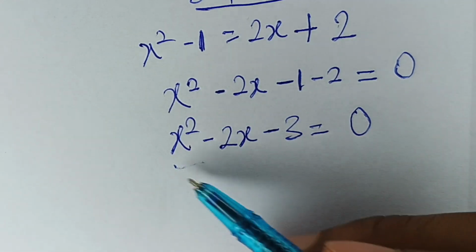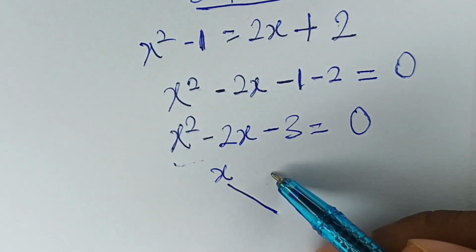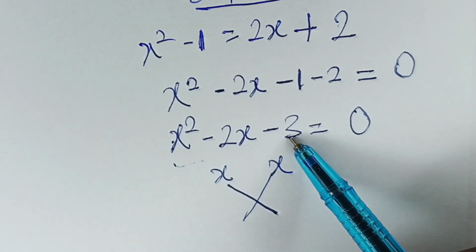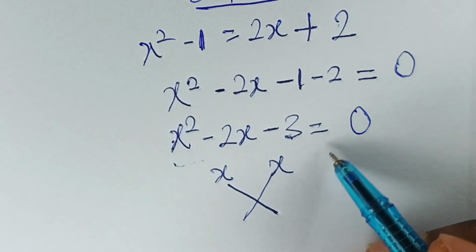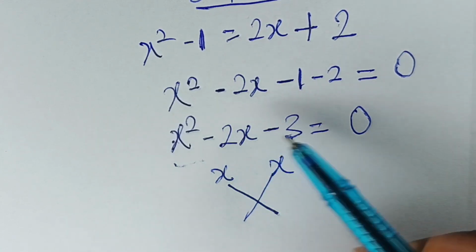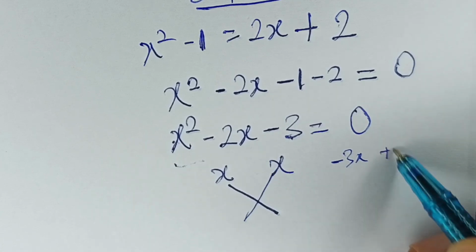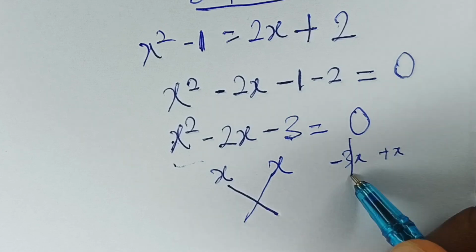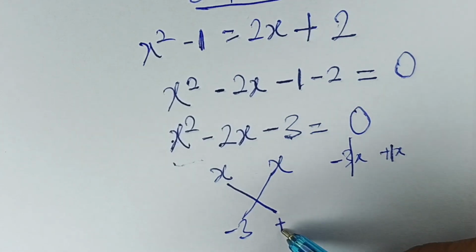Now, you can use the scissors method. Okay, this is what I call the scissors method. So now x squared times minus 3 is minus 3x squared. Okay, minus 3x squared, the two factors of minus 3x squared that when we add should give us minus 2x are minus 3x and plus x. Okay, so this should give us this. So what we are going to have here is what? This and 1. So we have minus 3 plus 1.